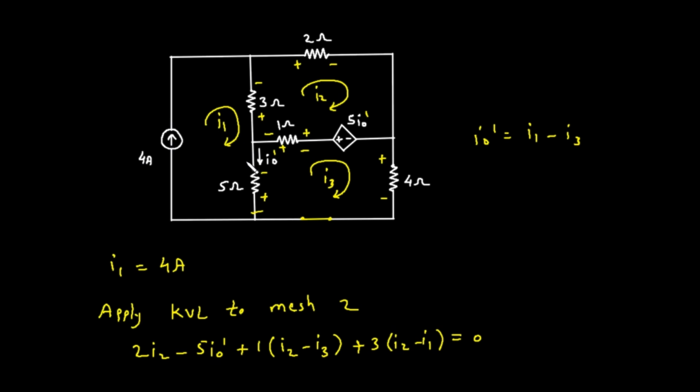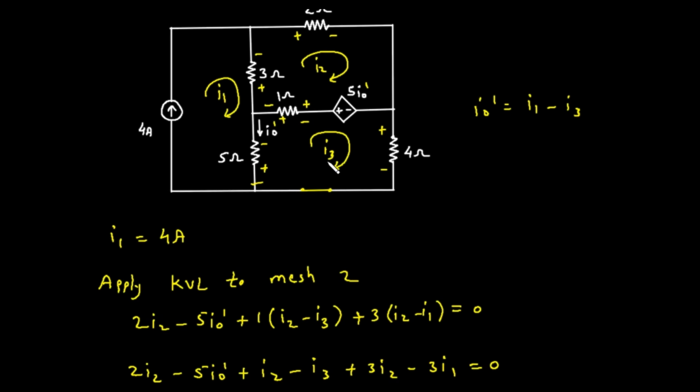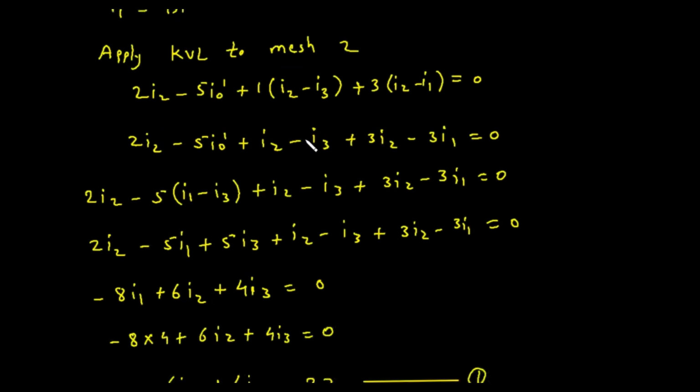The current we are looking for, I sub O prime, flows downwards through the 5 ohm resistor. This resistor is between mesh 1 and mesh 3. The current from mesh 1, I sub 1, flows down, and the current from mesh 3, I sub 3, flows up. Therefore, I sub O prime is equal to I sub 1 minus I sub 3.